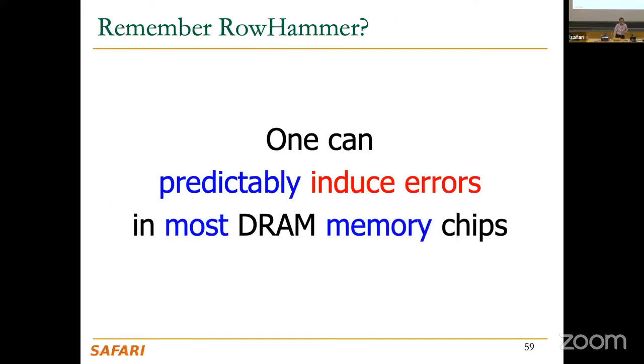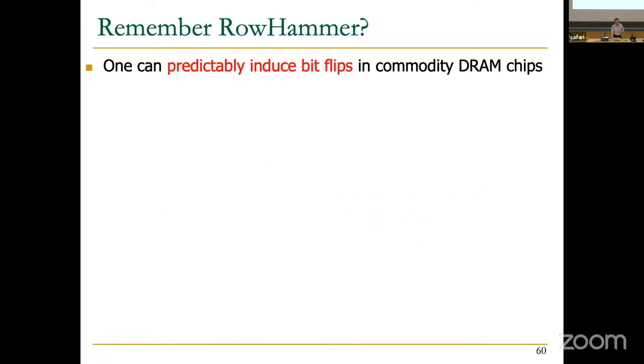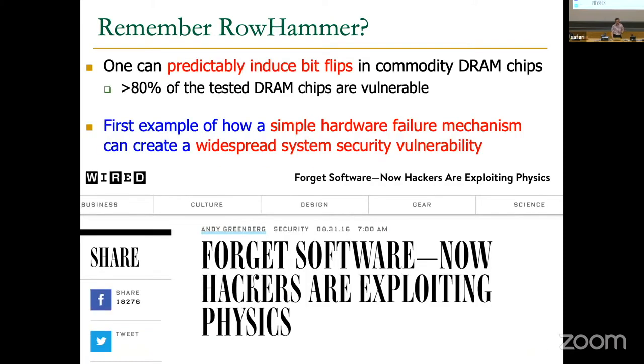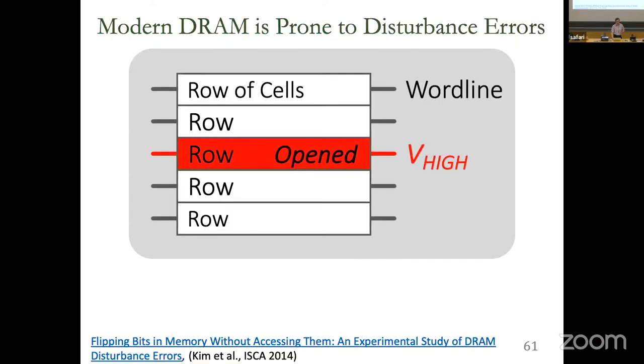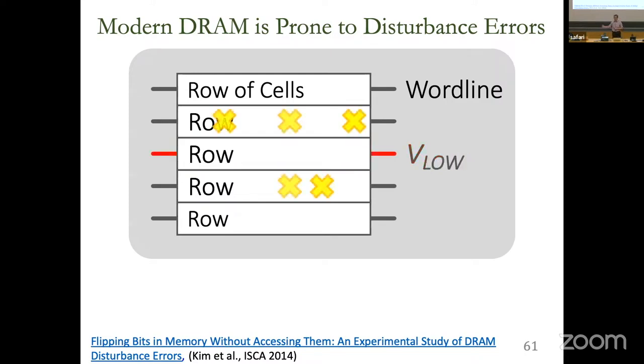So basically, you can predictably induce errors in most DRAM memory chips. And we already talked about this. Let me give you the idea very quickly again, and then I'll show you a security attack that actually takes over the system by taking advantage of these bit flips. So basically, the issue was whenever we activated a row, we would apply high voltage to it. Whenever we pre-charged a row, if you remember from DRAM lectures, we would apply low voltage to it. Now, if you keep doing this repeatedly in the memory controller by accessing memory, you would get bit flips in pages that are adjacent, physically adjacent.